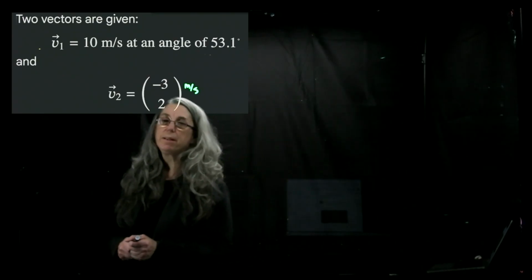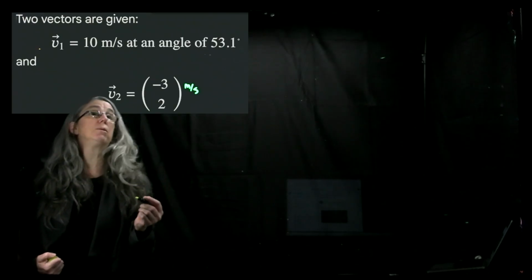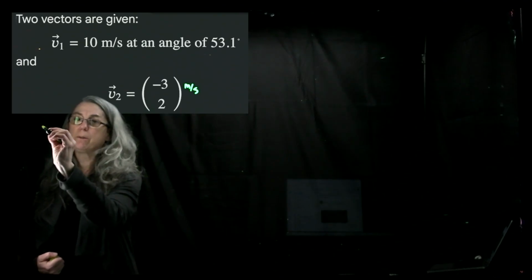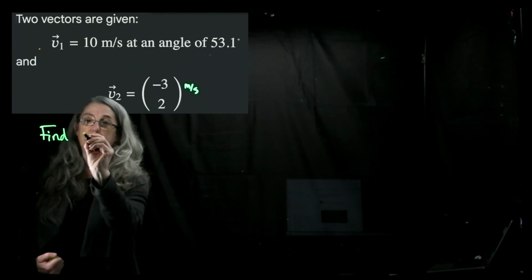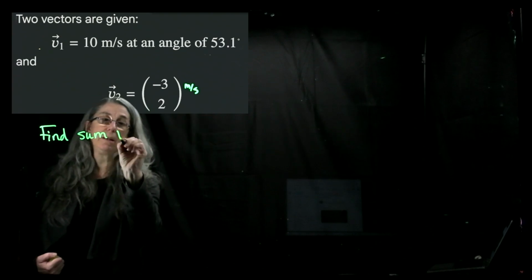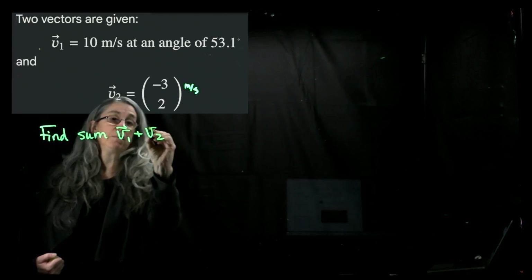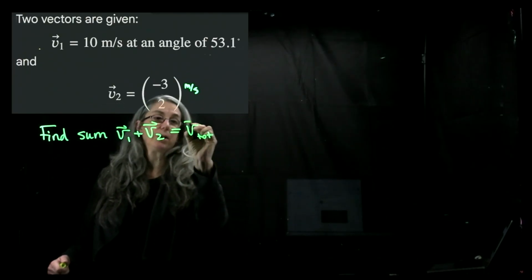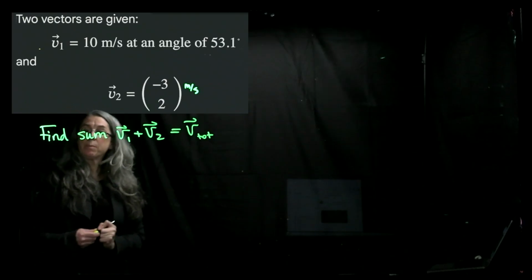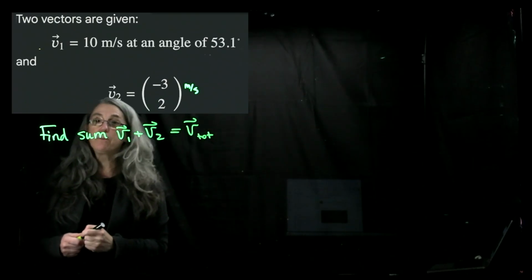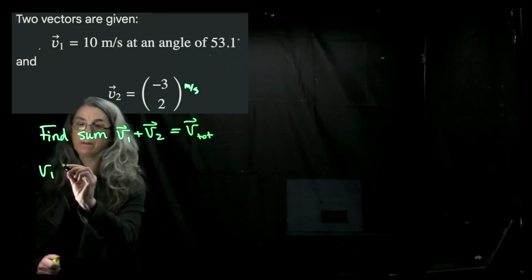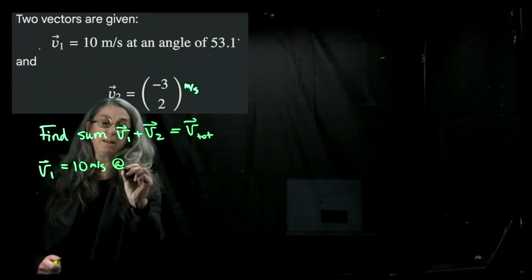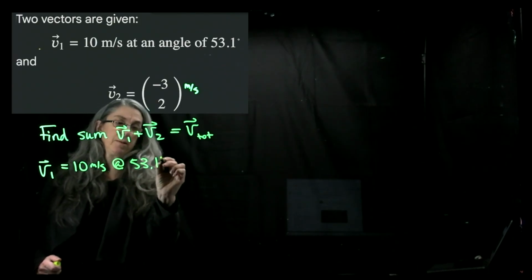In order to do the components, we need to figure out what the first vector is. Let me just write. So we want to find the sum V1 plus V2. We can just call that V total for the total. I was saying we want to find V1 as components in order to add. So V1 is given as 10 meters per second at an angle of 53.1 degrees.